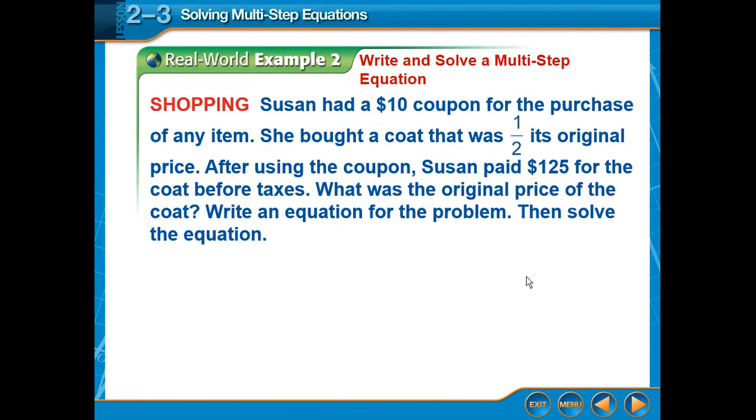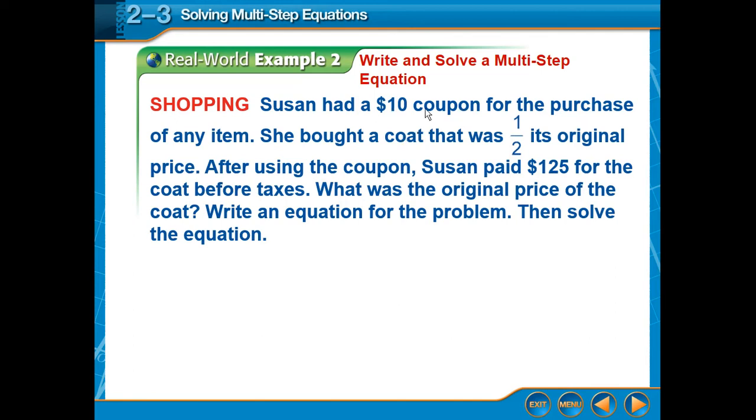We can use this with a word problem as well. Susan had a $10 coupon for the purchase of an item. She bought a coat that was half its original price. After using the coupon, Susan paid $125 for the coat before taxes. What was the original price of the coat? Write an equation for the problem, then solve the equation.